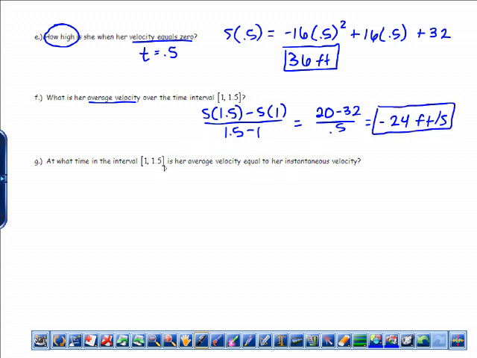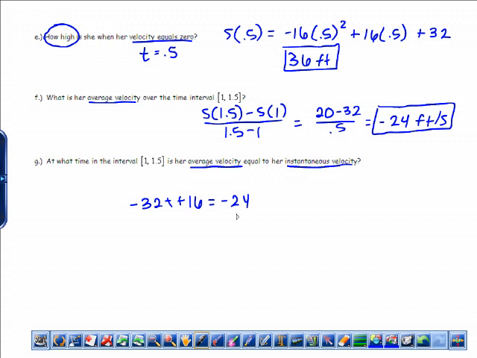And the last question says, well, at what time is the average velocity equal to the instantaneous? Okay, well, remember that our instantaneous velocity is represented by our expression negative 32t plus 16. This is the instantaneous velocity. We want to know, where is that equal to her average velocity? Well, we just found her average velocity. So let's set it equal to negative 24.